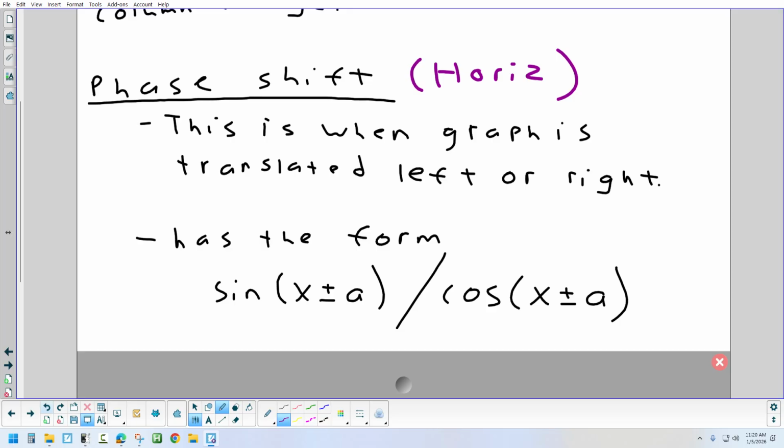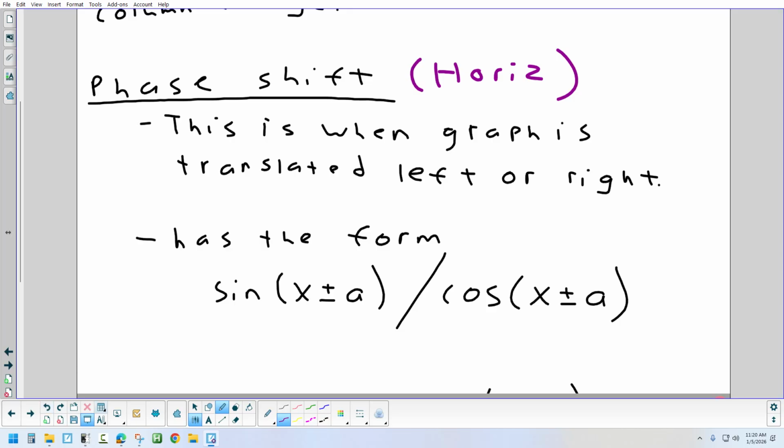Adding moves it left. Let me just write it down. Is there a particular reason why it's like that? Just because. Why it moves that way? Yeah, is it just because of how the math works out? Yeah, I can show you after if you want to see.